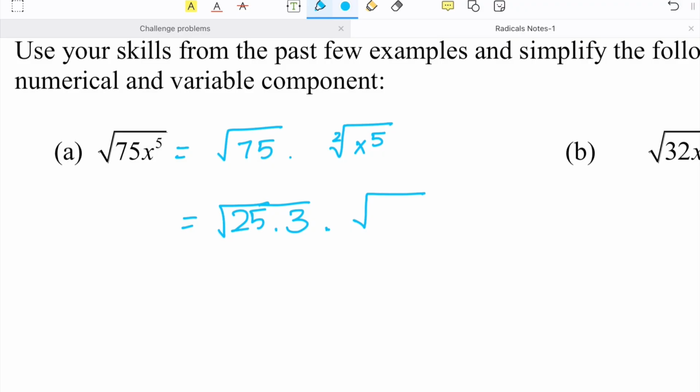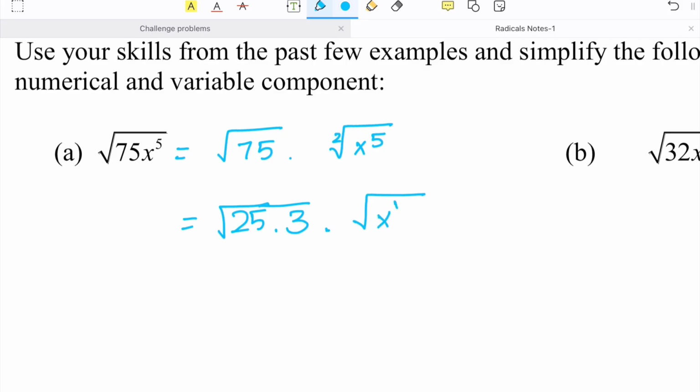So it'll be x to the power of 4 times x. Don't forget about the x over here, right? Now these are my perfect squares, so I'm going to take them out. Can I just write 25 and root 3 over here? No, I have to perform the function, which is square root of 25, right?